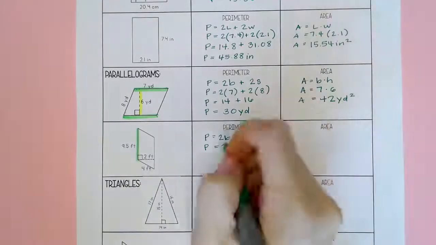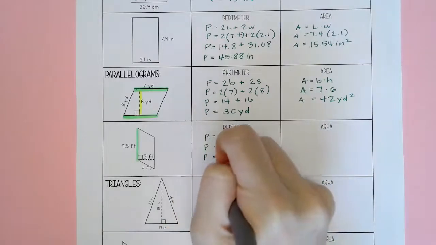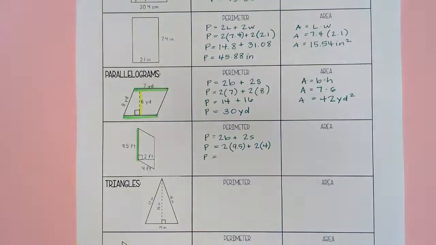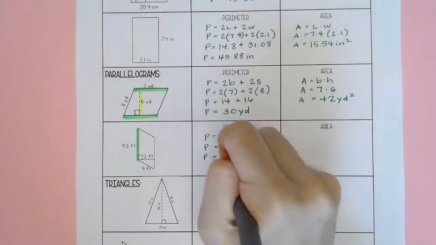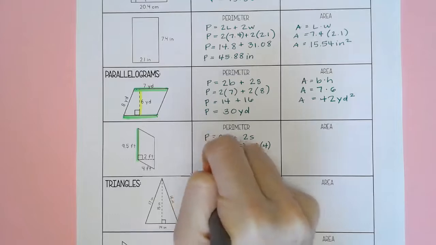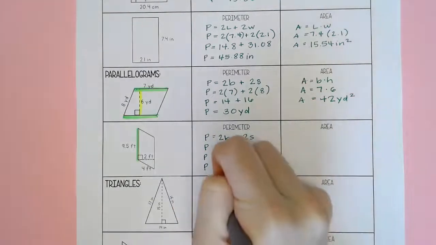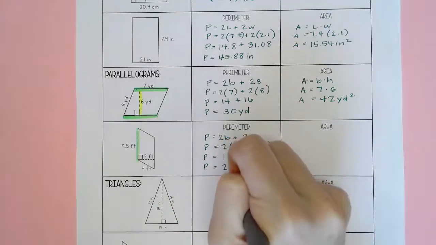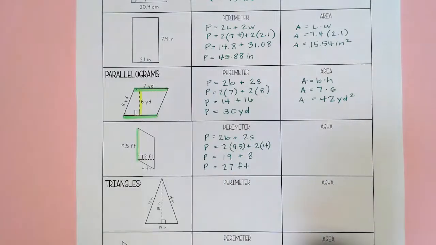Okay, so P equals 2 times 9.5 plus 2 times 4. Now I'm just going to add those up, and I get 27 feet.